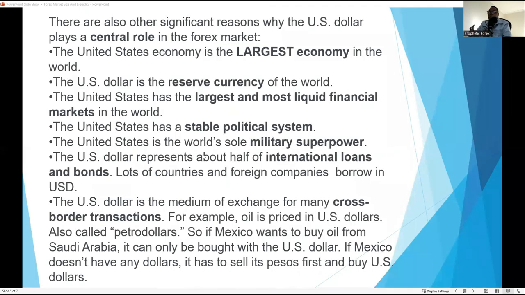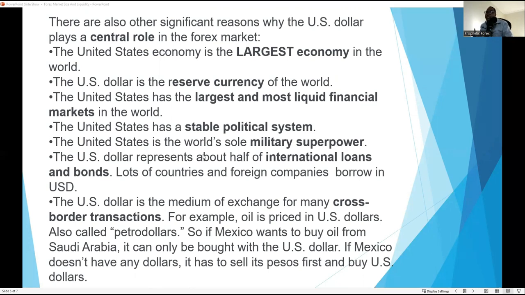And of course, we want to move on to other points, that there are other good reasons why the US dollar plays a central role in the market. Number one, the US economy is the largest economy in the world. Number two, the dollar is a reserve currency of the world. That's why if many countries go bankrupt, basically the US dollar is going to be used in that country.